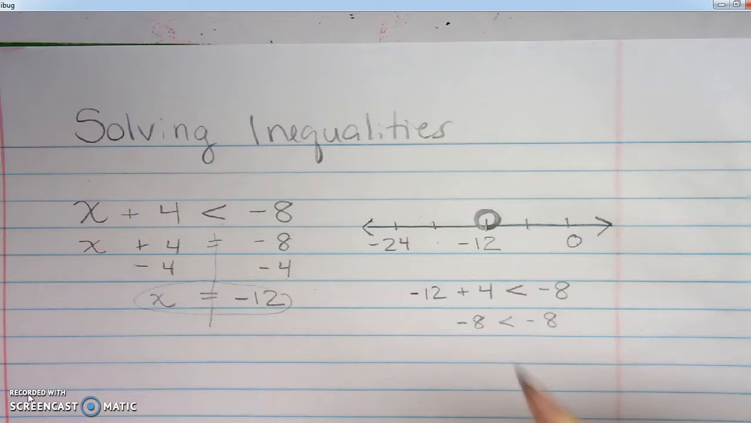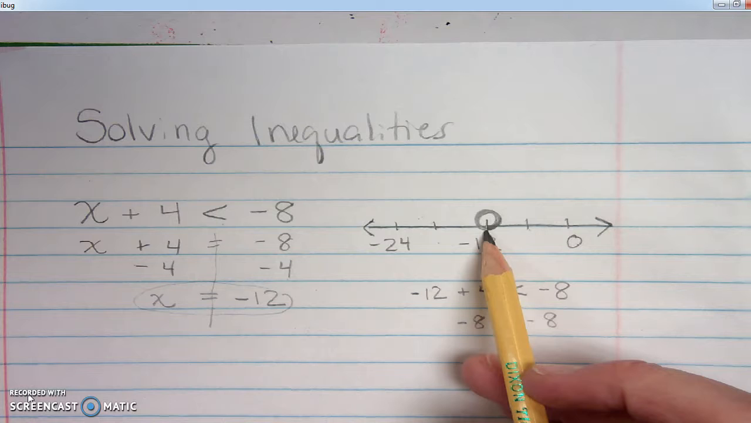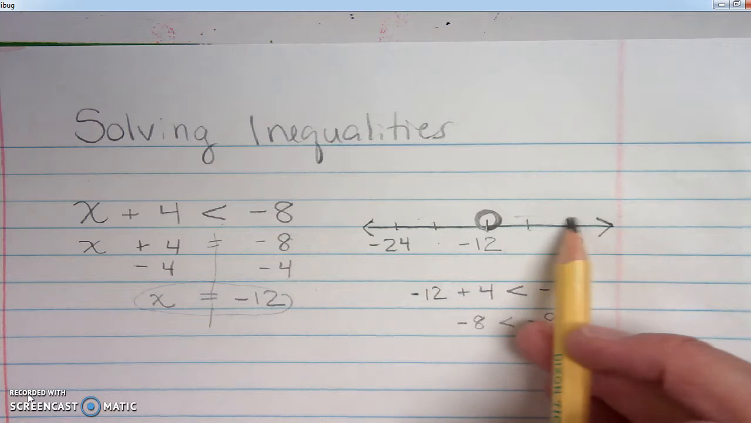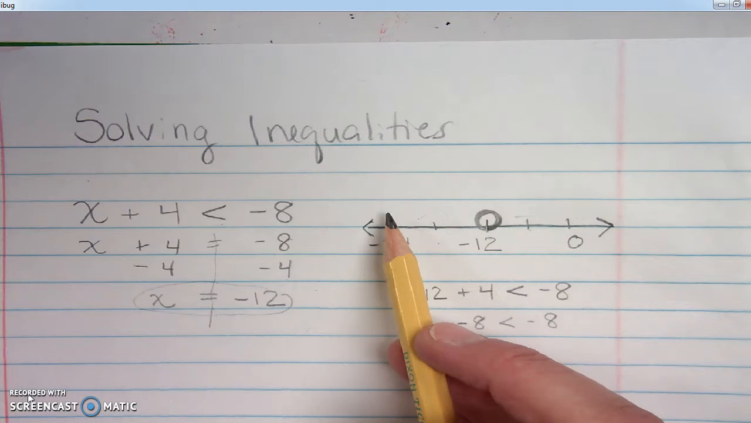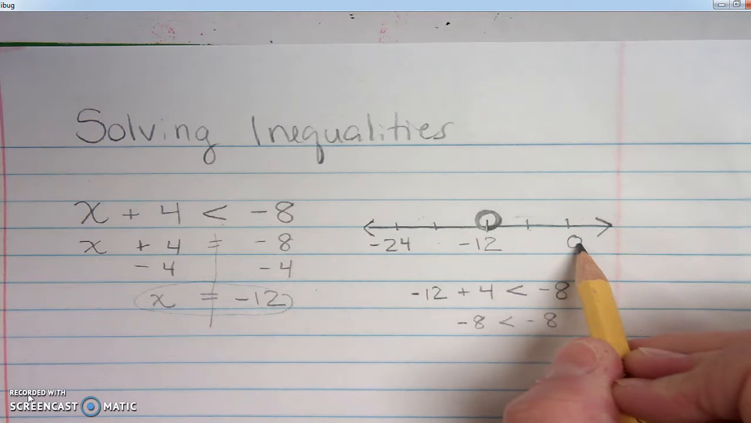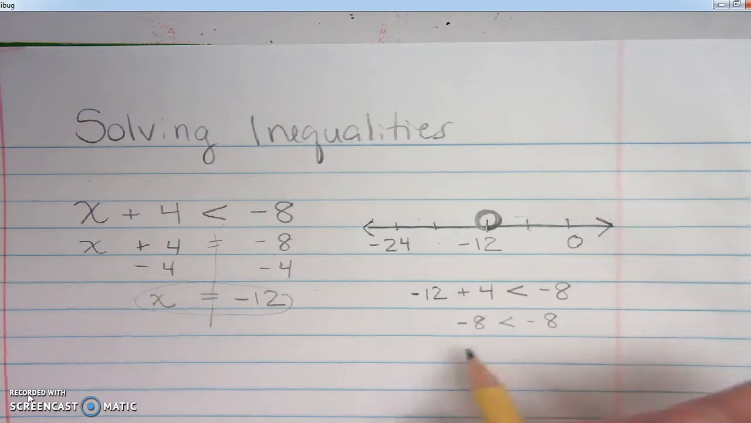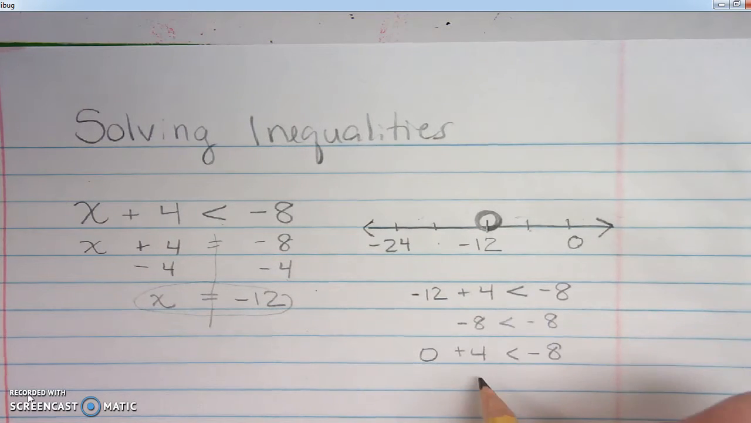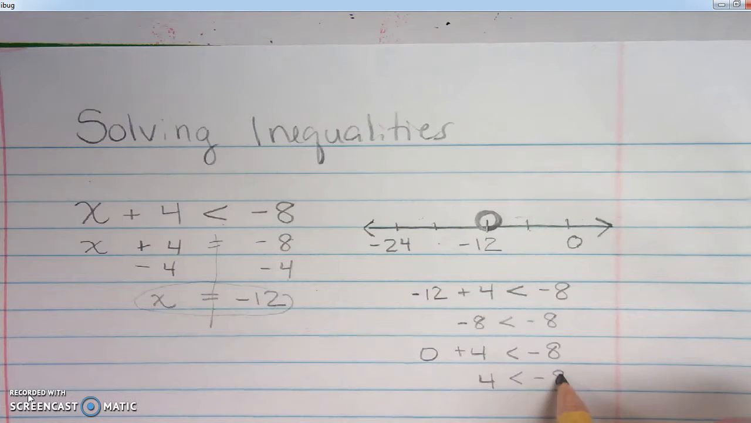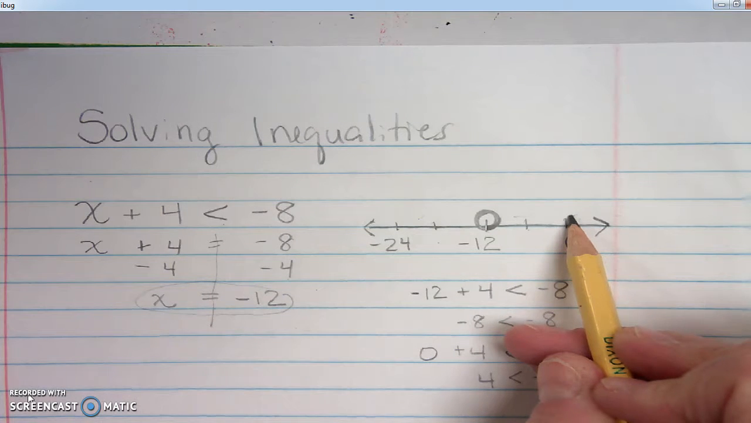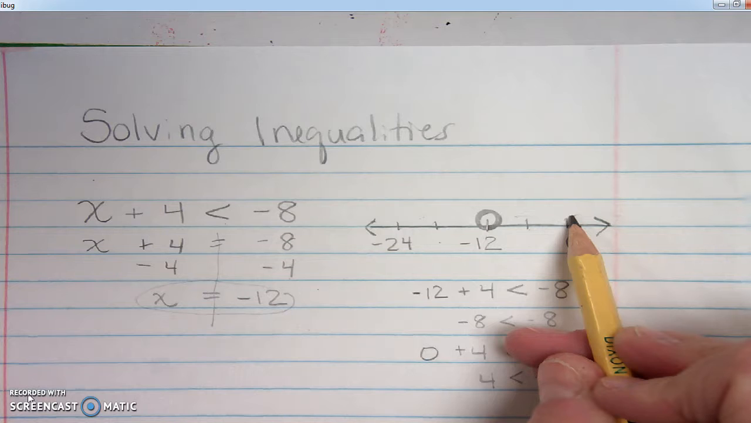So where are the values that will work? Well, I'm going to check both sides. So I'm going to check for things that are to the right of -12, or greater than -12, and things that are less than -12. And then I'll be able to write my final answer after I figure that out. So I'm going to choose something to the right of -12, like 0. So I'm going to check 0. 0 plus 4. Is that less than -8? Is 4 less than -8? No. So this 0 is not part of my solution. This is not something that would work in the inequality to get less than -8.